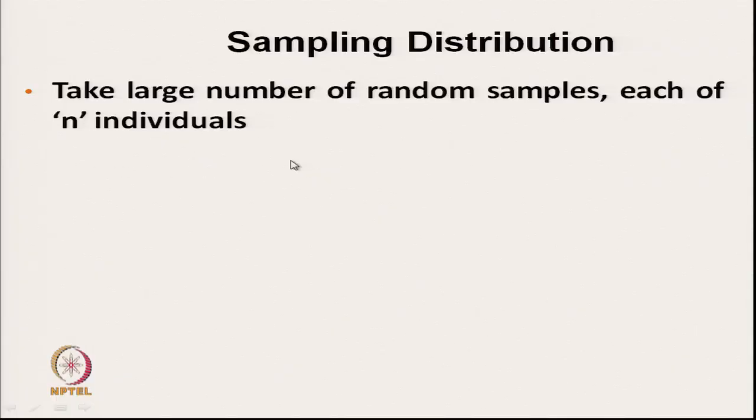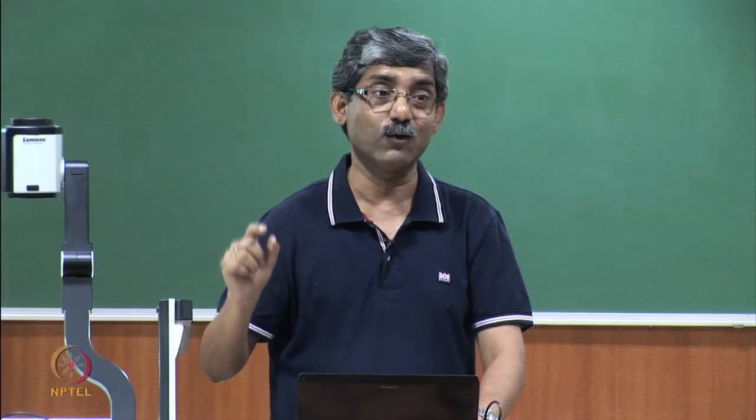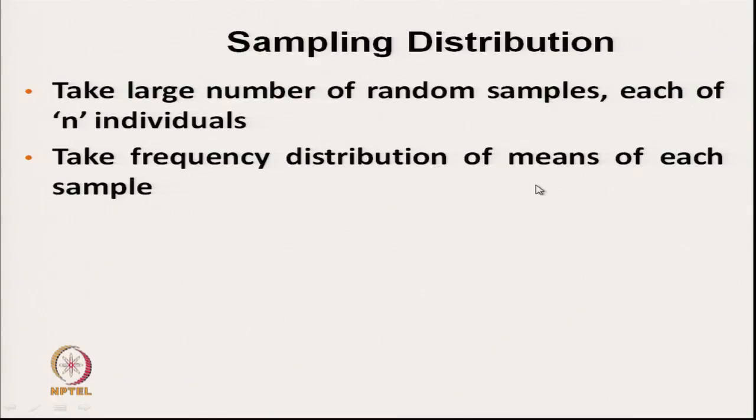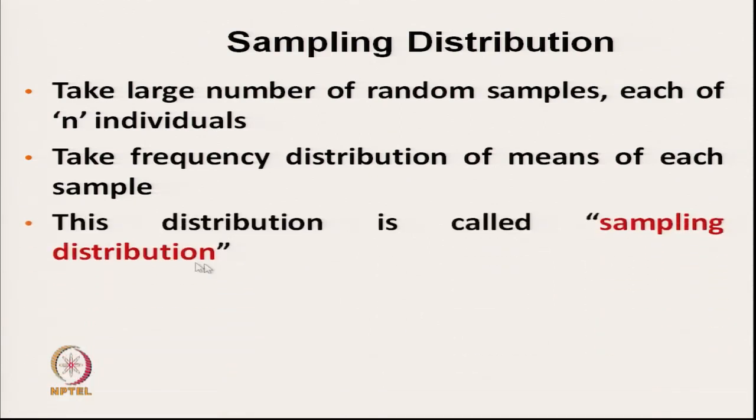As we have discussed, take a large number of random samples, each of n individuals. The means x1, x2, x3 are each an average of n individual data. Take the frequency distribution of the means of each sample. This distribution is called the sampling distribution. So we must be very clear about the normal distribution of the population and the sampling distribution.